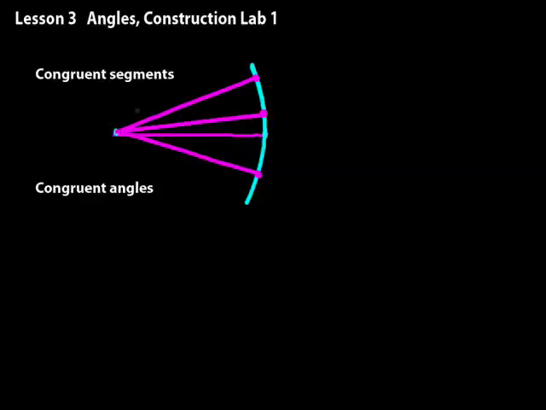And we'll define circles in another lesson, but for now, just know that a circle, because the distance from that outside edge of the circle to the center is always the same, you can draw congruent segments. Well, now let's go on to congruent angles.